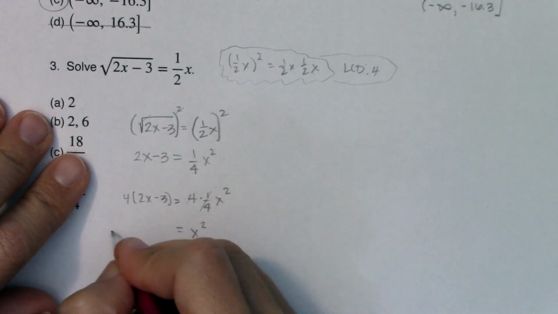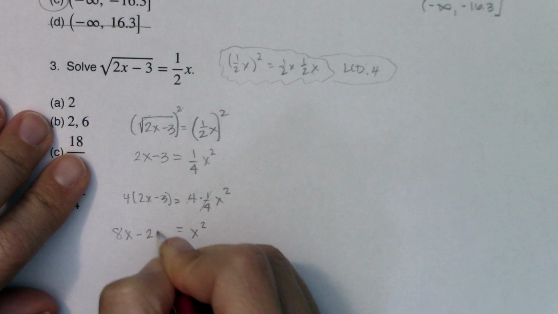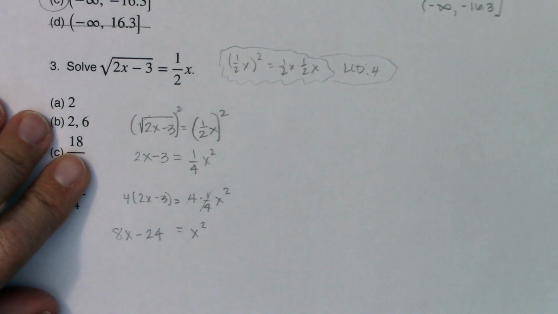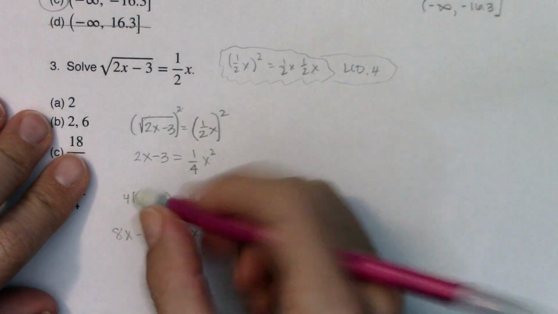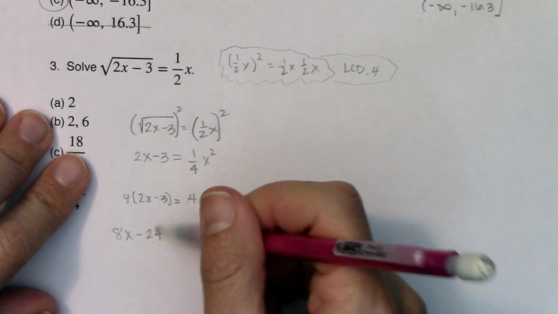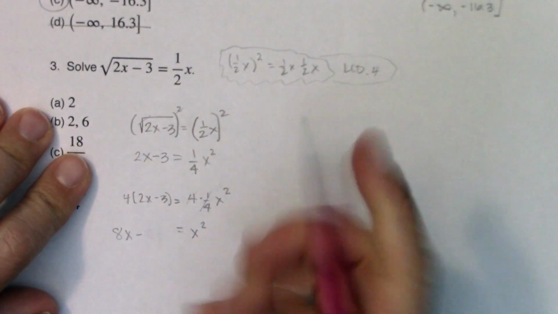I'm going to go ahead and distribute here, and I'm going to get 8x, 4 times 2x, minus 24. And so now I have this quadratic equation. Oh gosh, and I just saw my typo. Maybe you saw it before I did. It turns out 4 times 3 is not 24. It is 12. So let's adjust that.